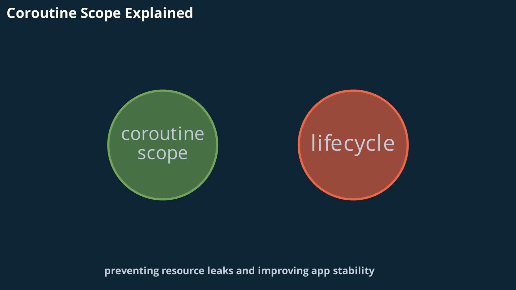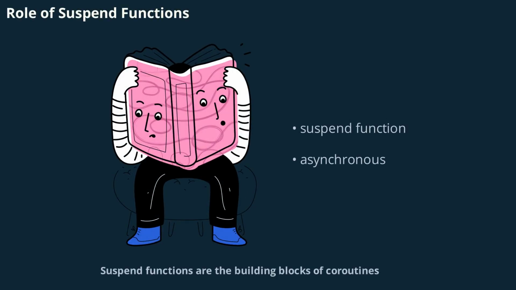Suspend functions are the building blocks of coroutines. They can be paused and resumed later without blocking the thread. Suspend functions can only be called from within a coroutine or another suspend function, enabling sequential and structured synchronous programming. This makes it easier to write code that looks synchronous but is actually non-blocking.